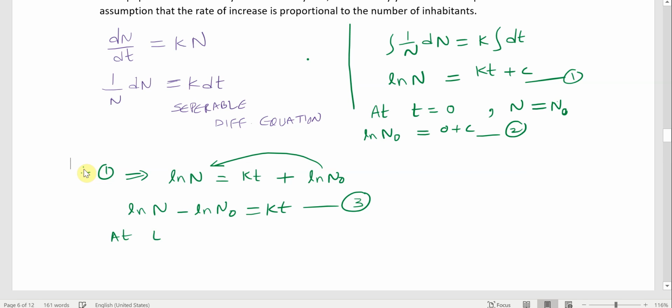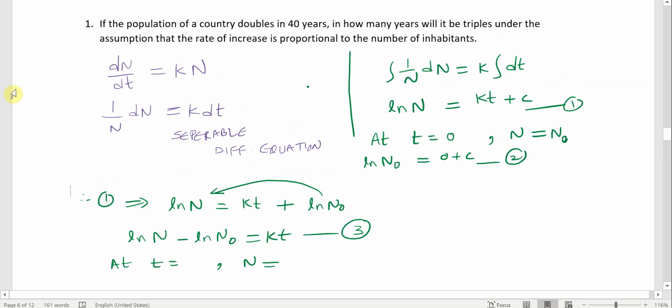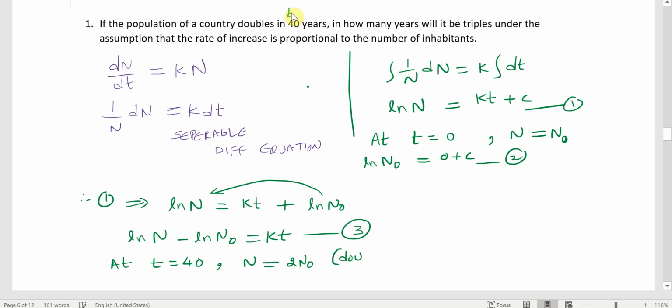Again we need the given data: at time t, n how much. If we read the question, if the population of a country doubles in 40, this is the time. That's why this 40 years is the time. Clearly this is time, so time is 40 years. N will be how much? Doubles. So at time t0 we have already taken n as n naught. Now it becomes double. Double means multiplied by 2, so 2n naught.